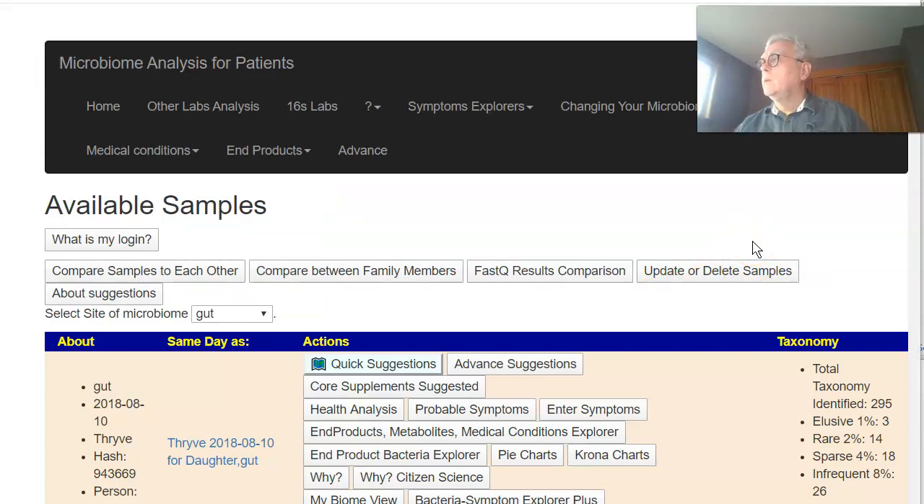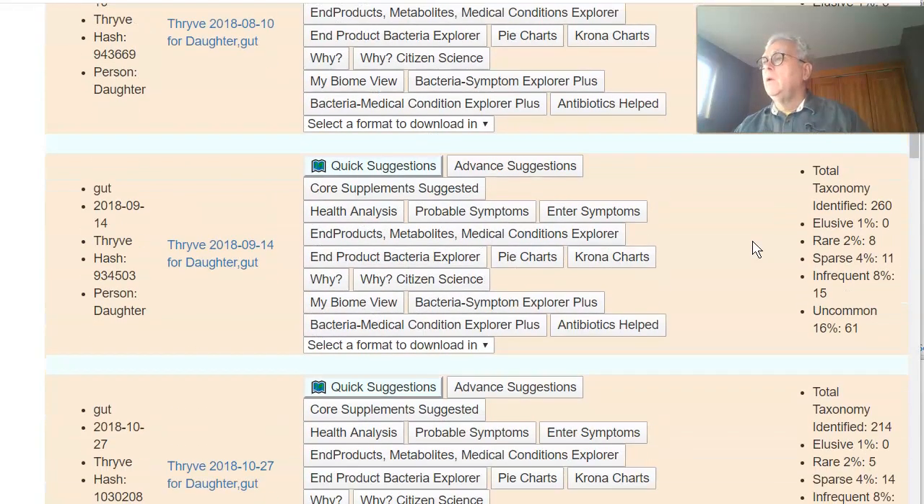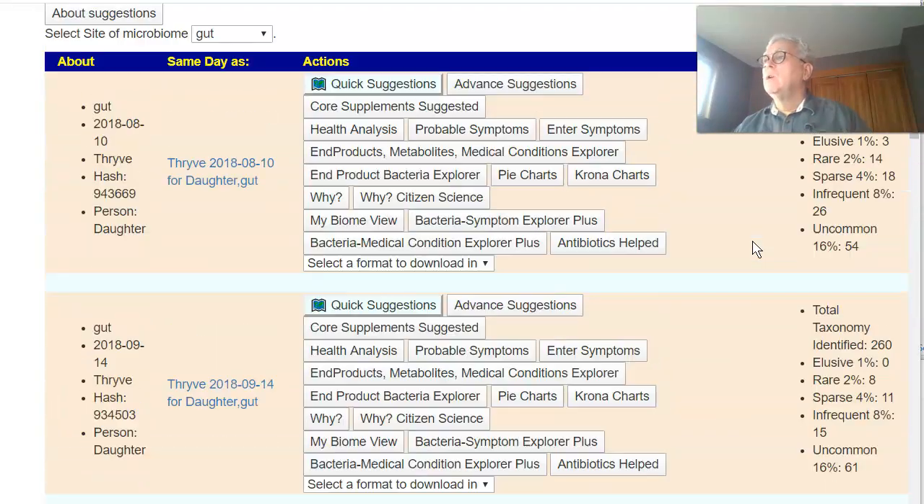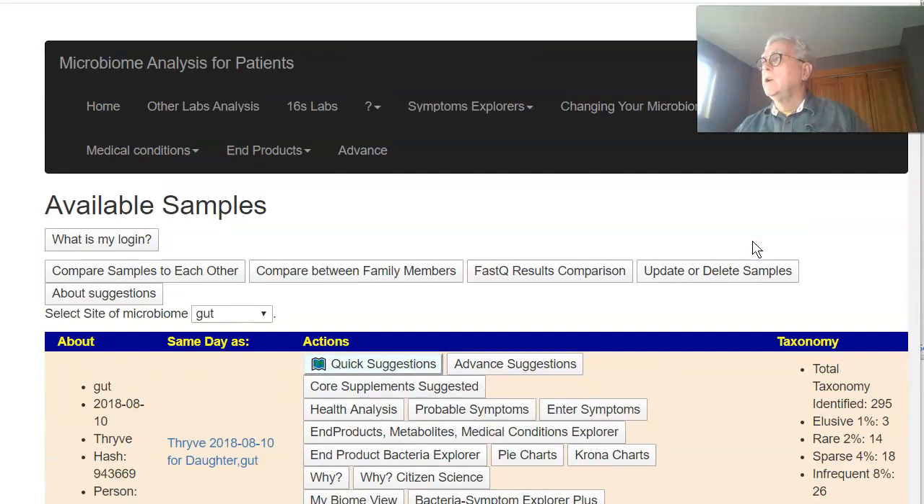Once you log on to the microbiome analysis site, you will see all of the samples. In this particular case, we have 12 samples over 2 years of an autistic child, which gives us a beautiful hunk of data. I must give special kudos to the mother who granted permission for us to use her daughter's data for the purposes of this discussion. What I'm going to talk about is very, very specific about this child. It doesn't apply to every autistic child.